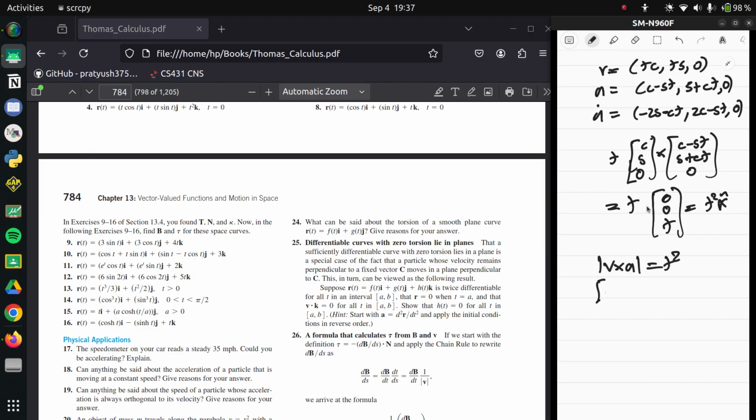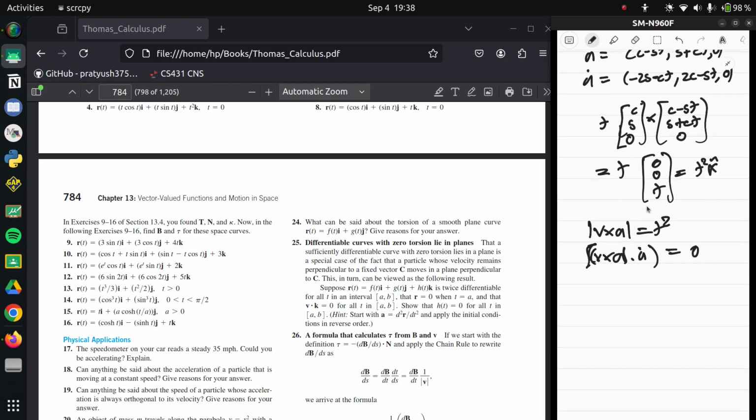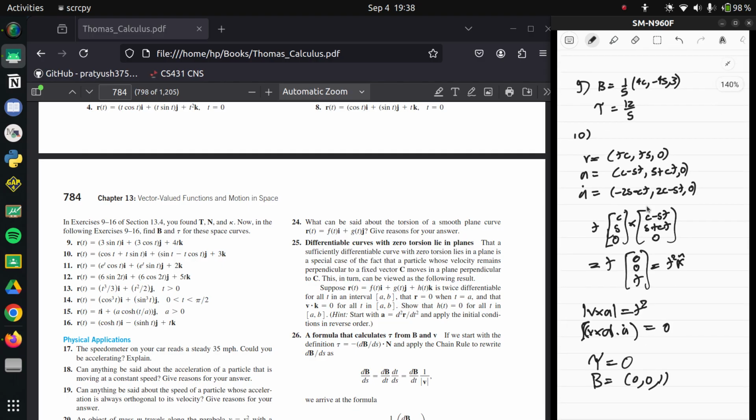What is the box? So v cross a dot, right? What is that quantity? Well, that's a 0 actually, right? So what does it mean? Torsion is 0, and your binormal vector is just, we actually already have it, so the binormal vector is basically 0 0 1. Yeah, that pretty much does it. So b is 0 0 1, or just k hat. Okay, and your torsion is 0 because it does not really change.